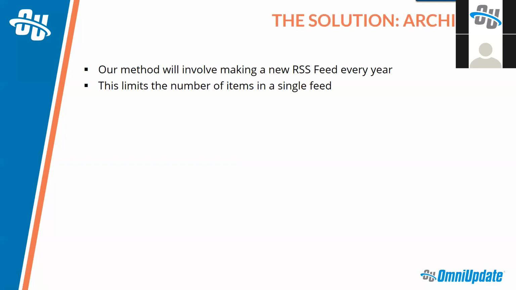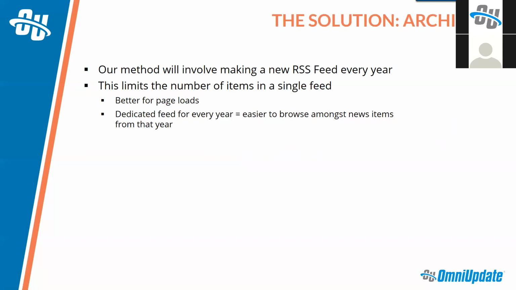It limits the number of items that will live in a single feed, because I'm only limited by the items that I create in the 365-day period of 2018, for example. And that can be better for page loads, because fewer items means that we have a guarantee that fewer things are going to need to be processed by my scripts. And potentially, that also means that we have a dedicated feed for every year, which might make it easier for me to browse amongst the news items that happened during that year. So that's our first step: we're going to make a new feed for every year instead of putting everything into just one large feed.